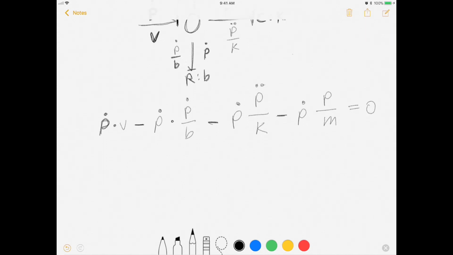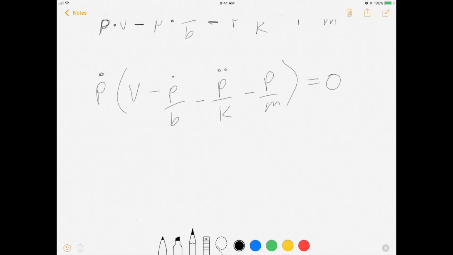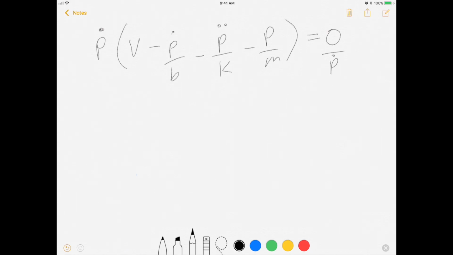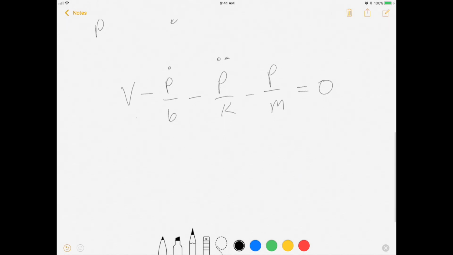Then we can divide out the P dots, and we'll get V minus P dot over B minus P double dot over K minus P over M. And I'm going to put this in parentheses just to reiterate the point that I can factor out the P dot. I have a 0 on the other side, so when I divide out by P dot on both sides, P dot divided by P dot is 1. Therefore, we just get V minus P dot over B minus P double dot over K minus P over M is equal to 0.